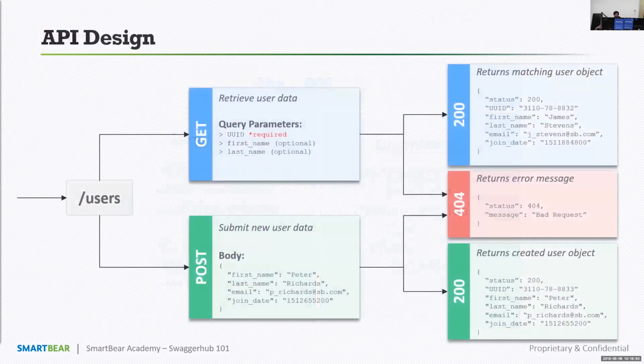As far as the design goes, this is just a brief sort of layout of our resource, that user's resource. We've got two different methods here, a get and a post with some parameters. And we've got some sample responses that we want to build out within SwaggerHub as well, right? So we've got two different 200 responses here, and we want that centralized standard 404 response as well. All right.